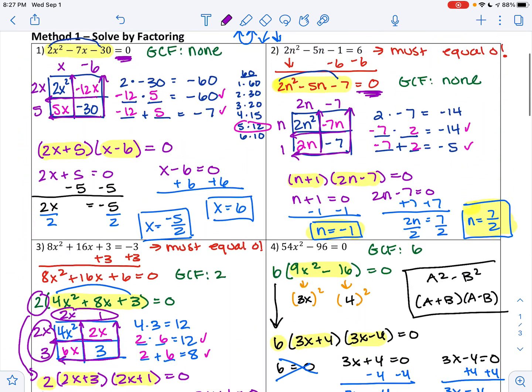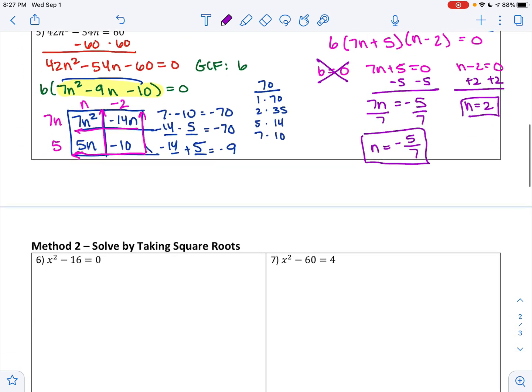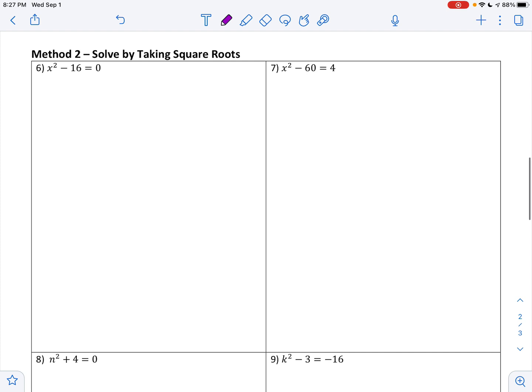You'll use the solving by factoring method when something's factorable. But then you have problems like this that don't have a b term. When I say that, I'm talking about when we're in standard form, ax squared plus bx plus c equals 0. If you look at all these problems, all of them are missing that middle term. When that happens, there's a faster way to solve these, and it's by taking square roots.